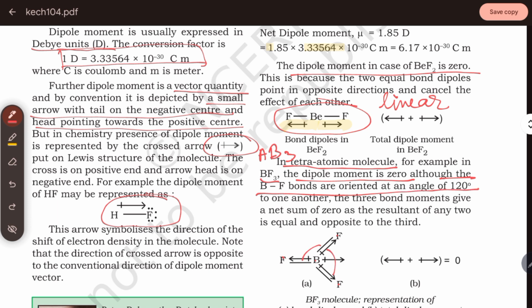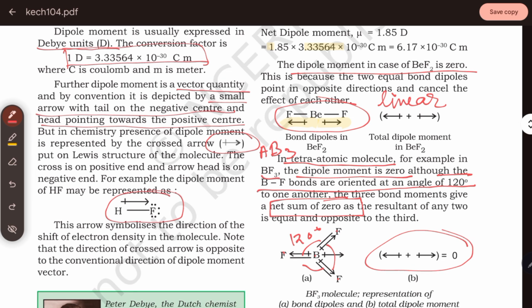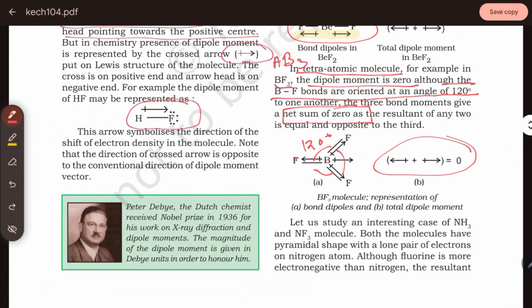Each angle is 120 degrees over here. Each angle is 120 degrees, but it has a net sum of 0 dipole moment of the three. The resultant is 0, for which the BF3 molecule has 0 dipole moment and is considered to be non-polar.